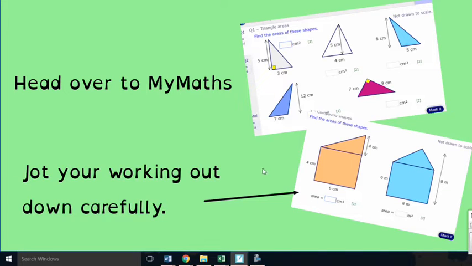The second page, I have advised you here to jot your working out down carefully, like I have just done on the previous slide. So you've got 2 shapes there to work out. Again, I reckon we're still aiming for full marks here, because it is just revision. We've done all this in class, and I've just shown you how to do it now.